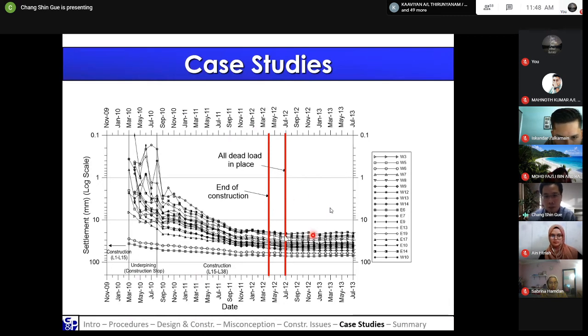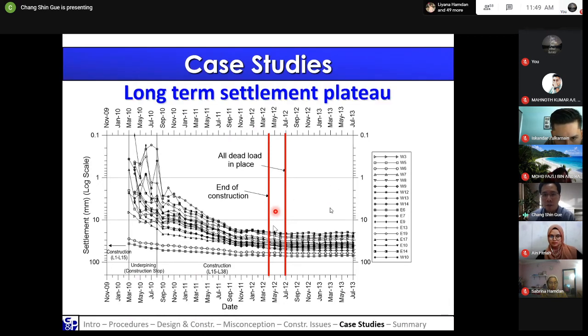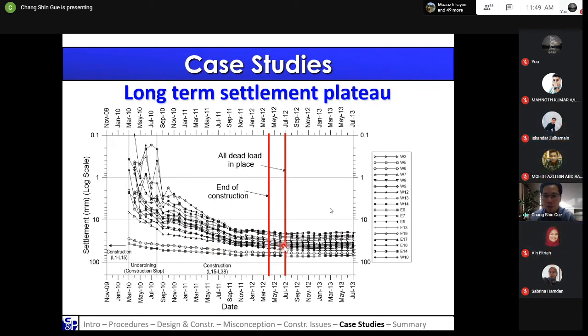And what you can see here is that the long-term settlement has actually plateaued. Yes, initially they had settlement, but in the end, because of the remedial works and underpinning, it shows that the building does not experience any further settlement. So this also shows that the building is actually safe for use. So this is one of the cases from Penang.